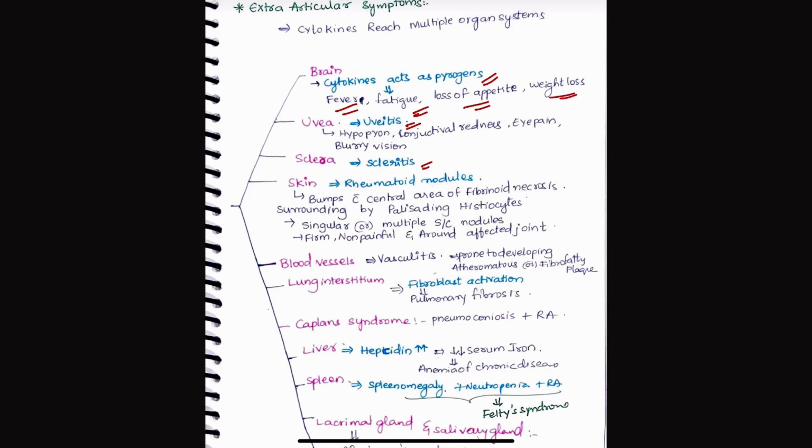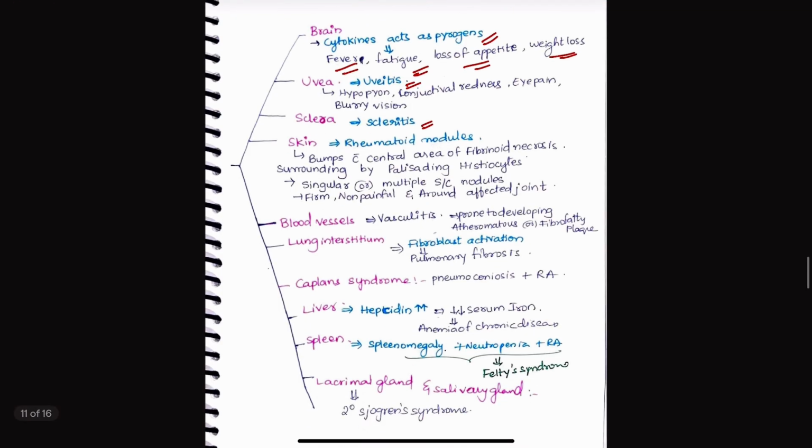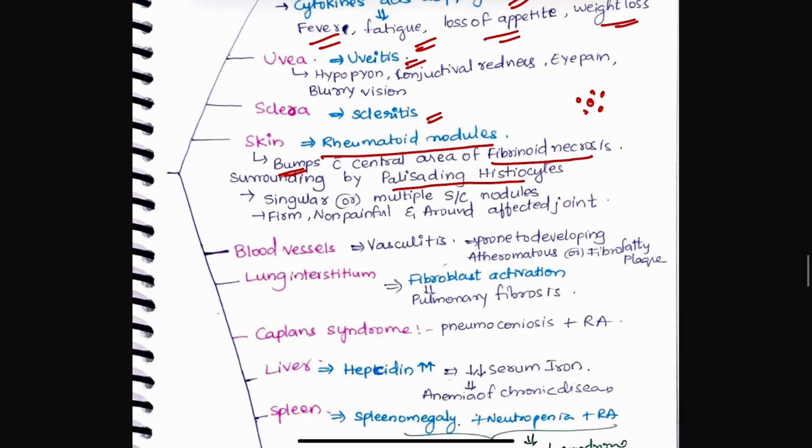Okay, when they reach uvea, it will cause uveitis. When it reaches sclera, it causes scleritis. And this is an important thing when there's a formation of rheumatoid nodules in the skin. Okay, these are just like some bump-like structures. When we take it for pathological investigation, we will find the fibrinoid necrosis in the center, and these palisading histiocytes will just surround them as a fence. If we have fibrinoid necrosis like this, these palisading histiocytes will surround them as a fence. Okay, we see this in the pathological investigation.